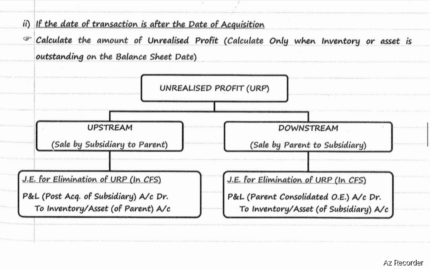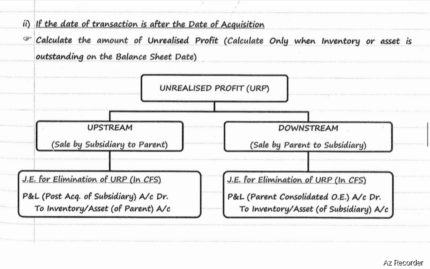In case of downstream transaction, downstream means sale by parent to the subsidiary, the journal entry for elimination of unrealized profit in CFS will be P&L account debit to inventory or asset of the subsidiary. P&L means parent's consolidated other equity.